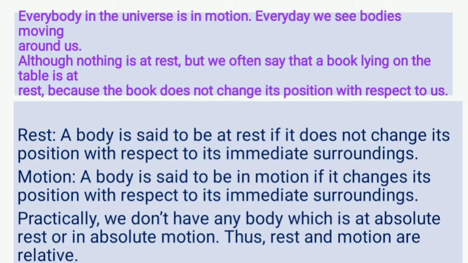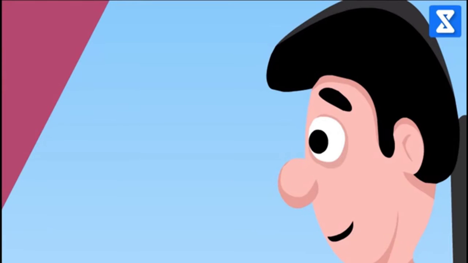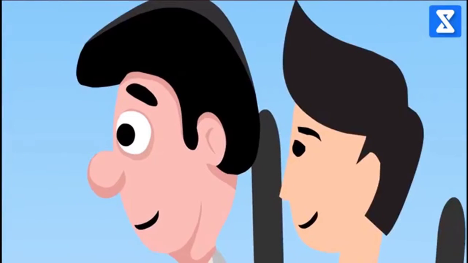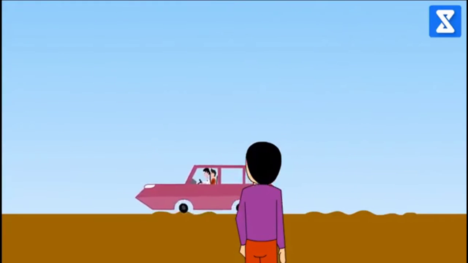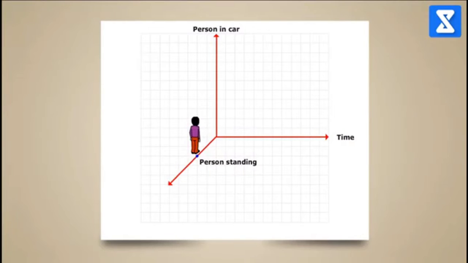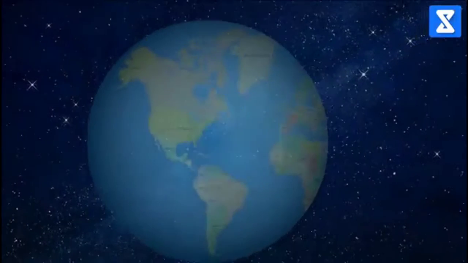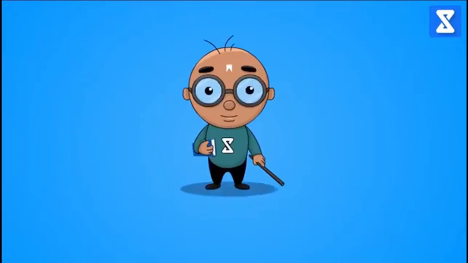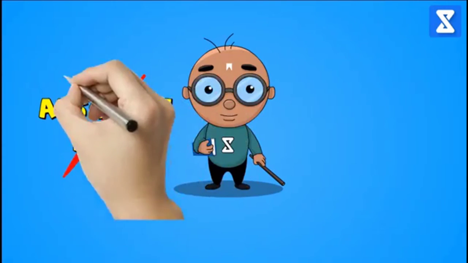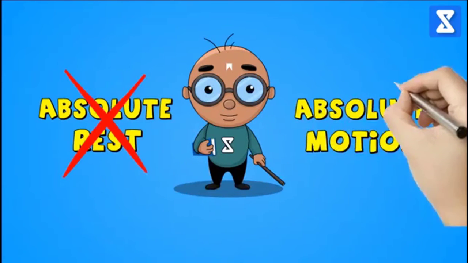Therefore, rest and motion are relative terms. For instance, this person may be at rest relative to the other person, but they are both in motion relative to the person standing outside. So, rest and motion are always with respect to some frame of reference. Our earth is moving around the sun. We are in the state of motion even when we are sleeping. So, we don't have anything which is at perfect rest or in perfect motion.